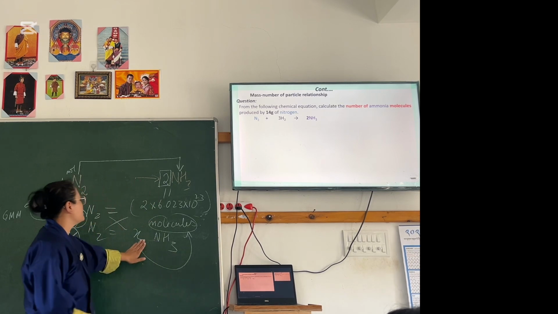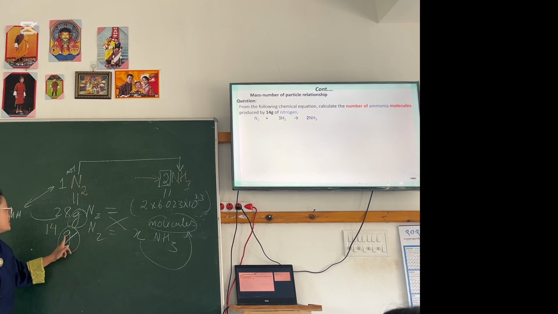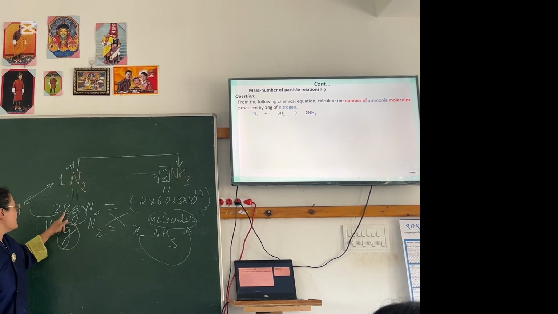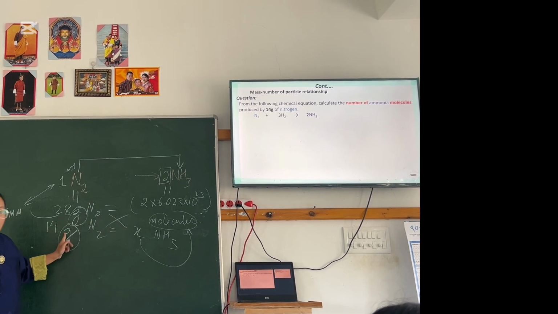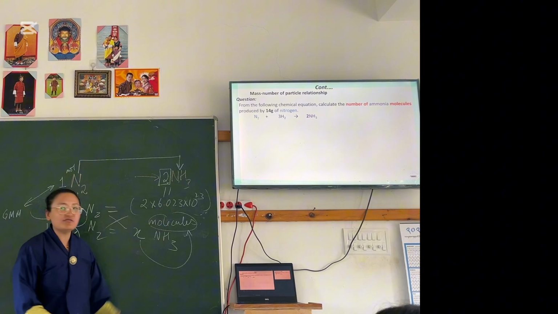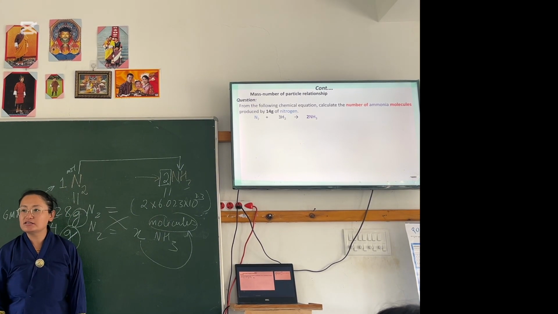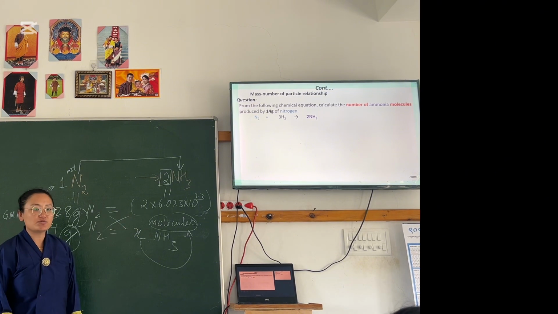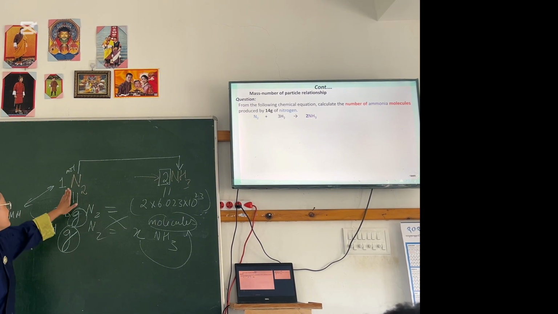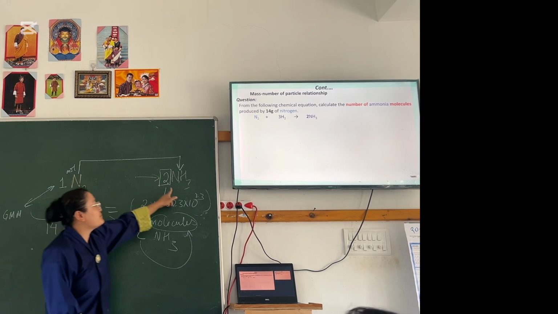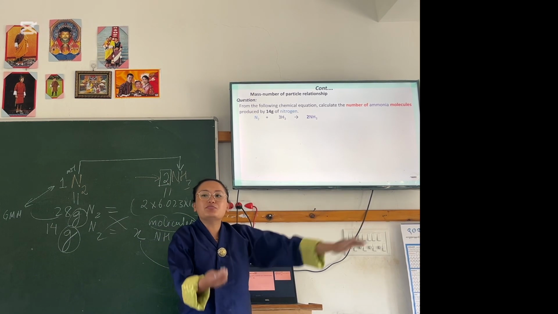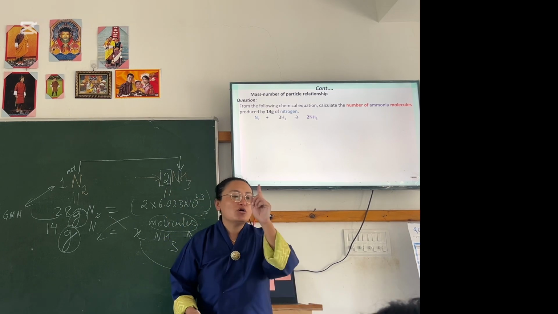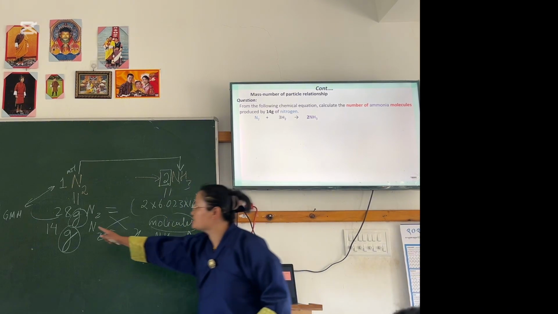So how many ammonia molecules will be produced if you have only 14 grams? Yes, see here, 28, it is halved, right? Meaning half of this will be Avogadro's number of molecules. Logic? Are you getting it? Even without calculating, you can do this. So if you take 14 grams of nitrogen, you are producing Avogadro's number of ammonia molecules. Meaning you are producing only 1 mole of ammonia if you start with 14 grams.